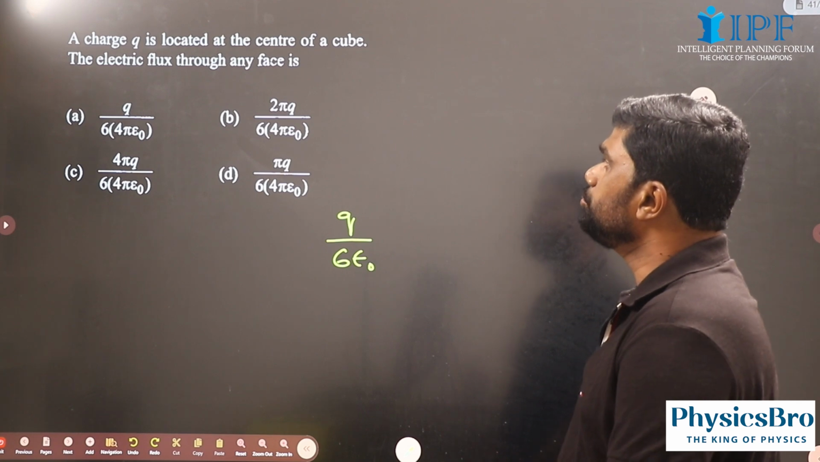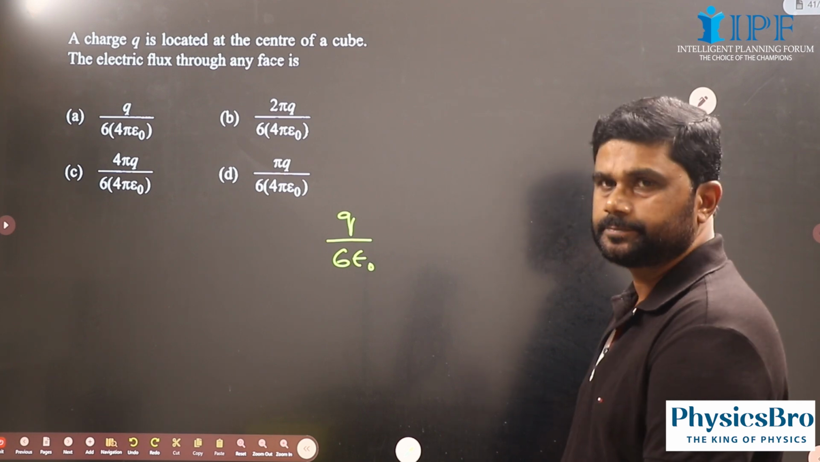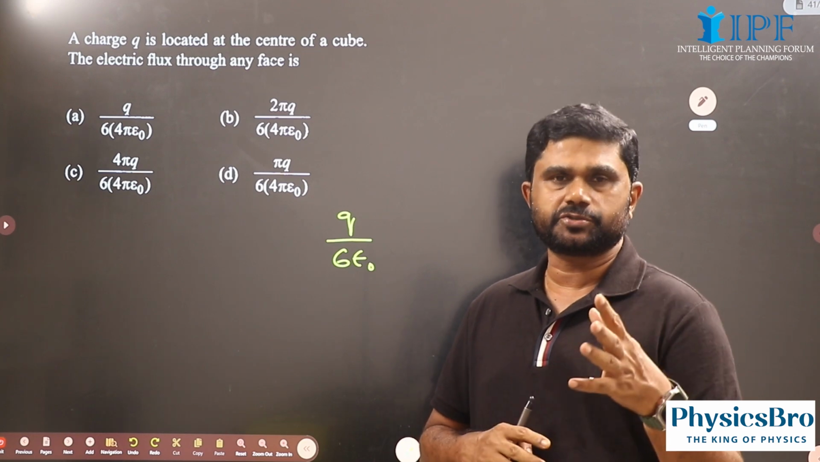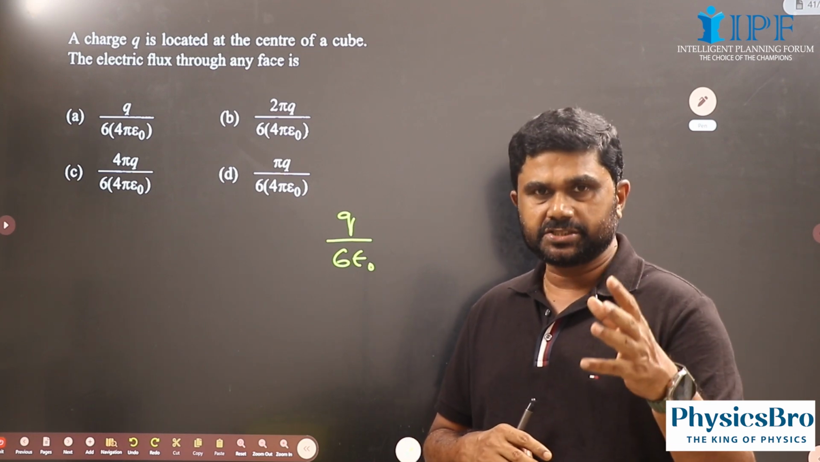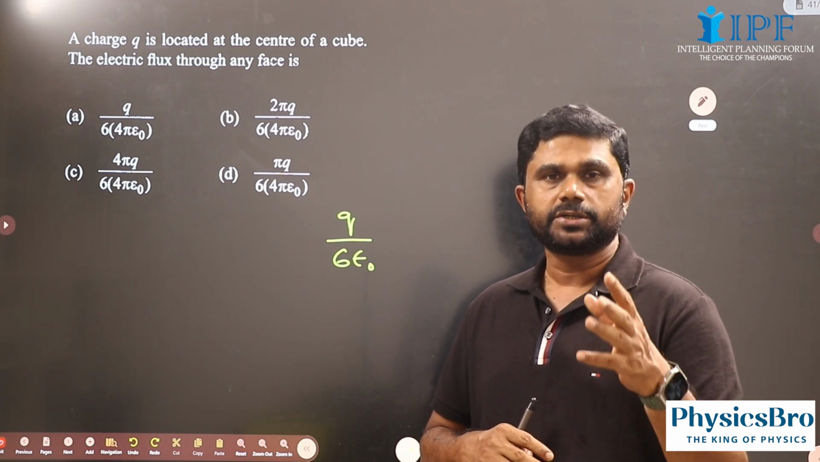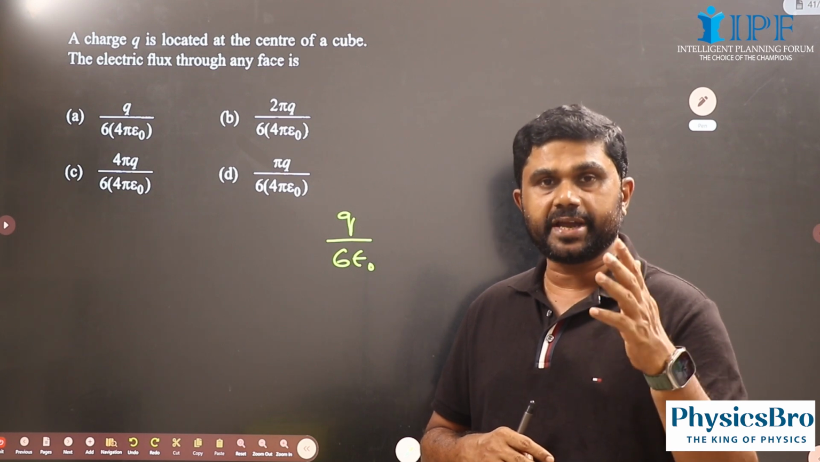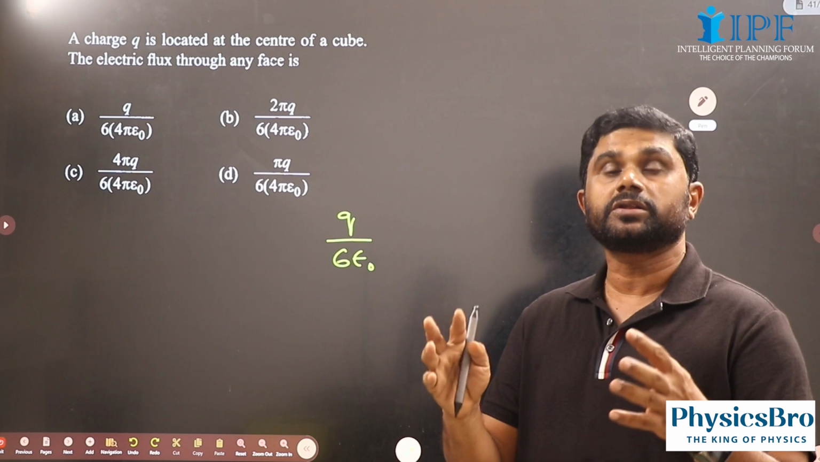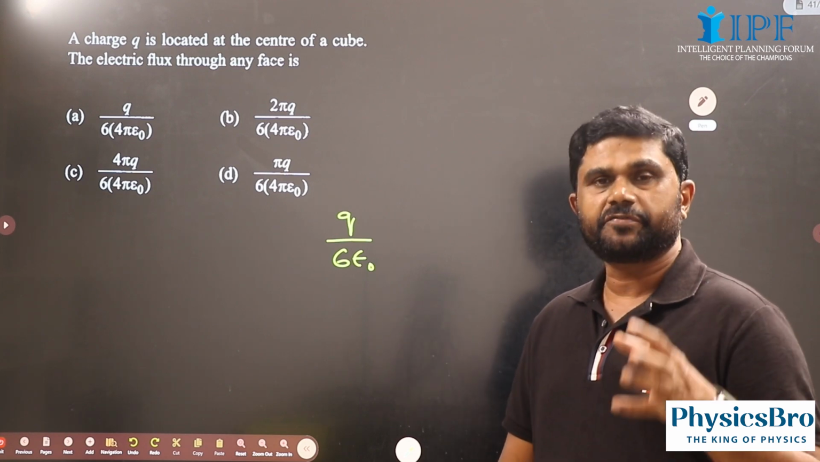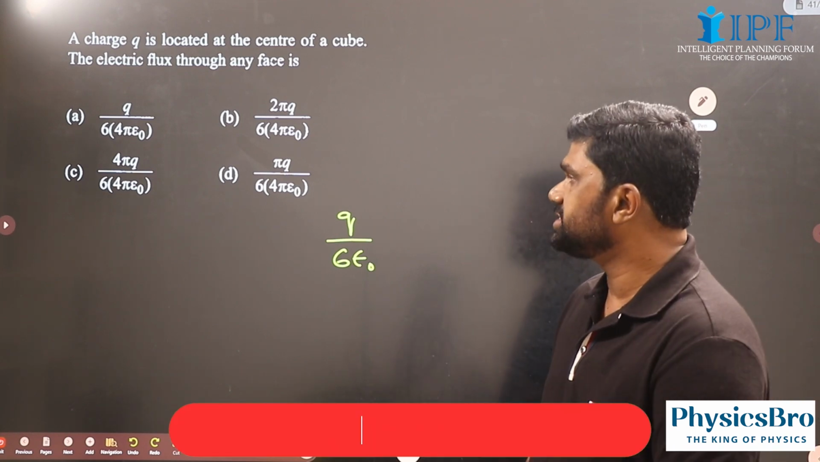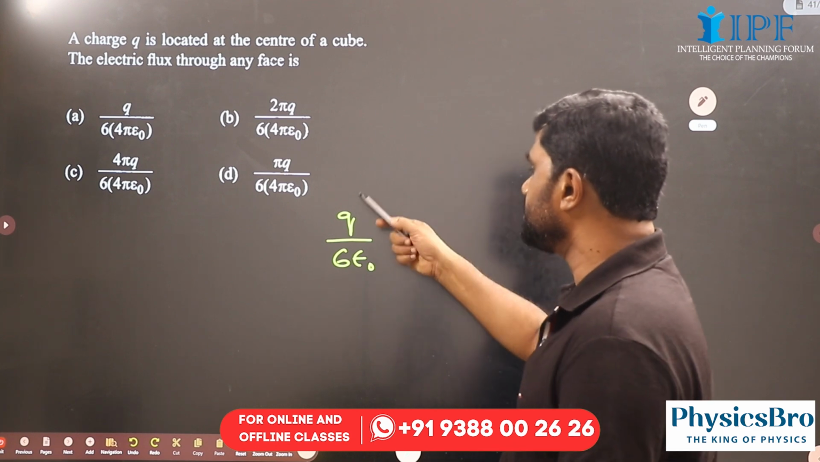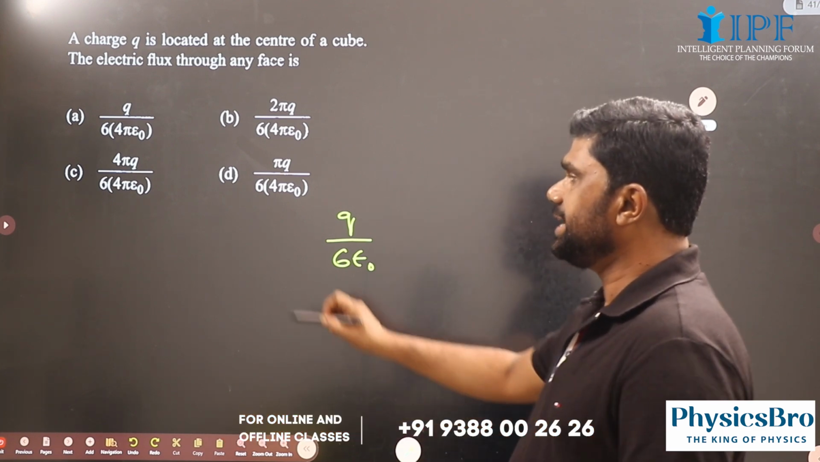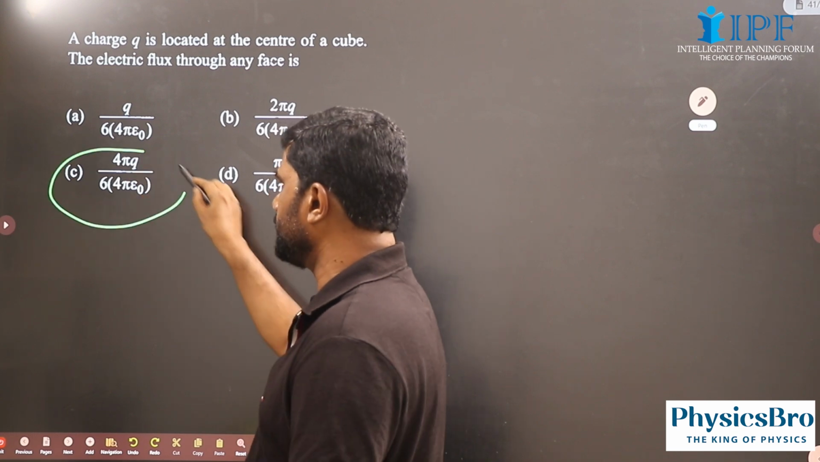See, the charge Q is located at the center of a cube. See, the total flux coming out of the charge will be Q by epsilon 0. As this charge is kept at the center of the cube, this whole flux Q by epsilon 0 will be distributed symmetrically among all the 6 faces. So the flux through each face will be 1/6 of the total flux. That is Q by 6 epsilon 0. Q by 6 epsilon 0 is this one. Okay.